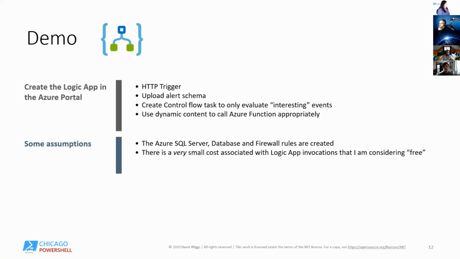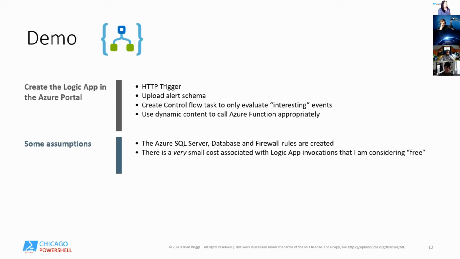But when we create the logic app, now that we have the object, what we're going to be doing is setting up an HTTP trigger. We're going to be uploading the alert schema that I know we haven't talked about yet, but it is backwards like this. We're going to create a control flow that evaluates alerts coming to this logic app.